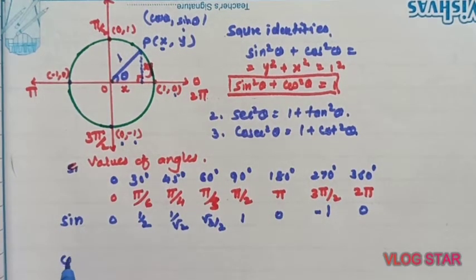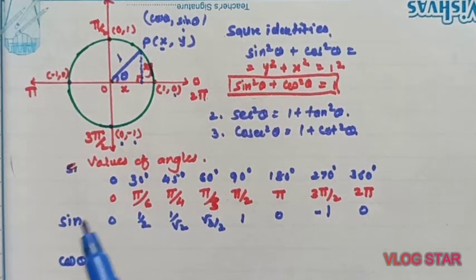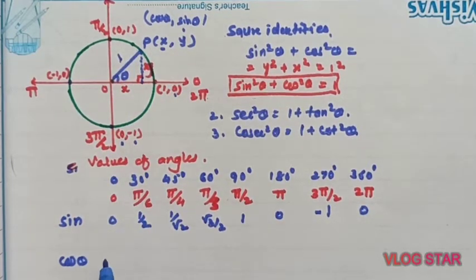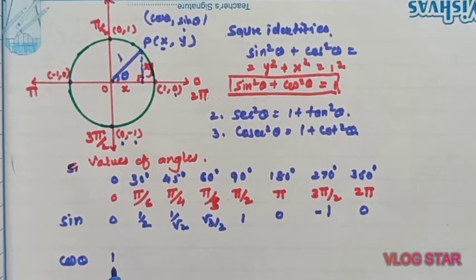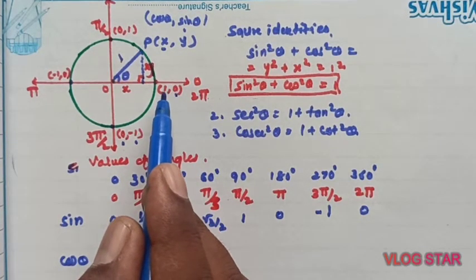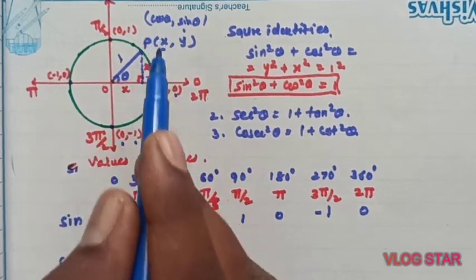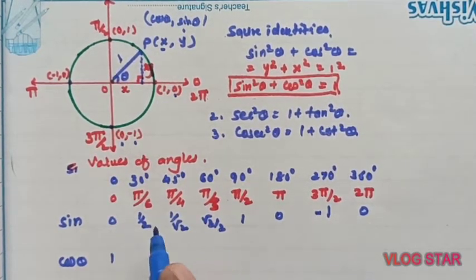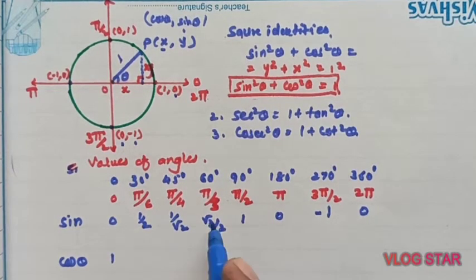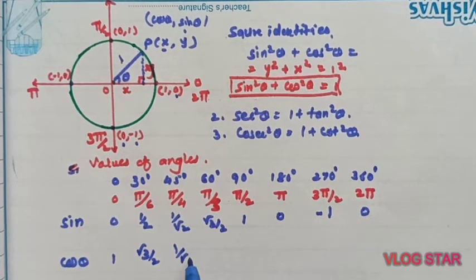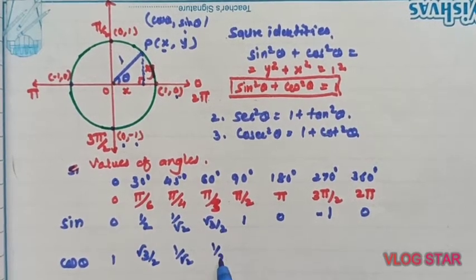How to get the cos of theta? As you know, cos theta means x coordinate. Check out the x coordinate. Cos of 0 is 1. Why? 0 is here, and cos means x coordinate. The x coordinate is 1. So for the angles in reverse order, we get root 3 by 2, 1 by root 2, half.